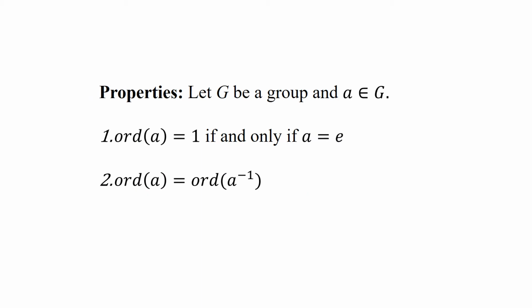Some basic properties of order of an element. First of all, if I have the identity, clearly its order is 1. And on the other hand, if I know that the order of my element is 1, a to the 1 is the identity, that says a is the identity. So we conclude that order of a is 1 if and only if a is the identity. Very straightforward, and it says that the only element in your group of order 1 is the identity.